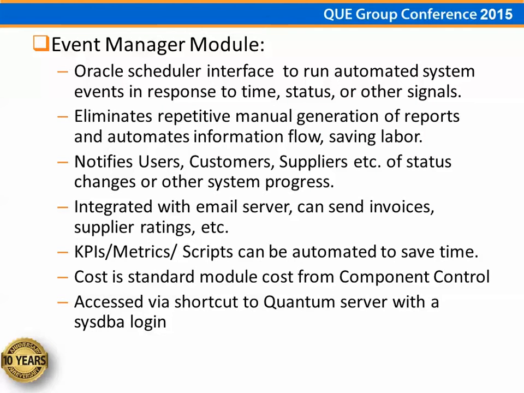So as of yesterday, I learned that in 10.5, the first bullet is incorrect. It's no longer an Oracle scheduler interface. It's now a little more reliable because it's native into the Quantum system. So it was too late to fix this one, but just note if you're before 10.5, you're still on the Oracle scheduler.